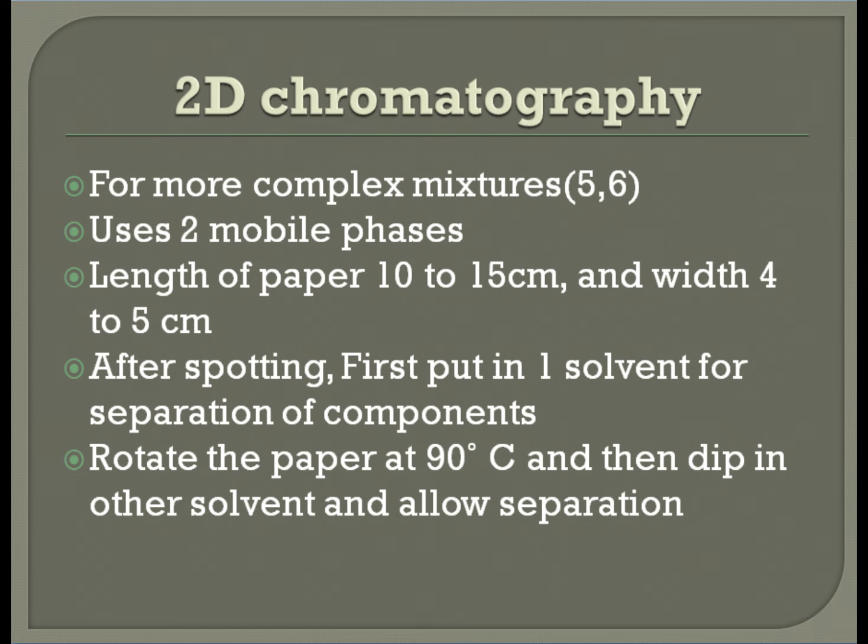Then the paper is placed in the first solvent. This causes separation of components in one direction. After that, the paper is taken out, dried, and then rotated by 90 degrees and again dipped in the second solvent, which is different from the first one. This causes separation of the components in the second direction, perpendicular to the first. Because of this two-step process, even complex mixtures can be separated clearly into different spots.